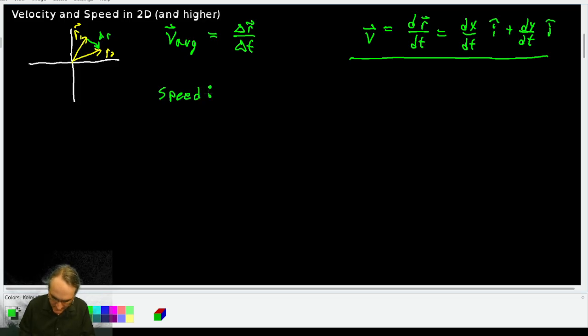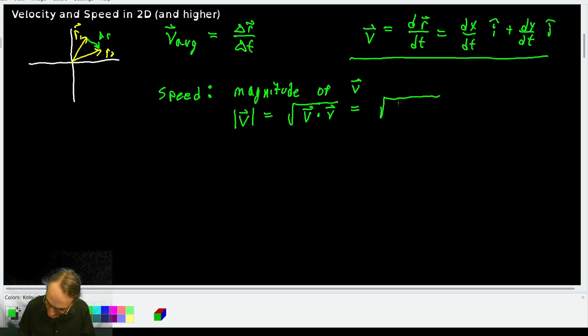Speed remains the magnitude. So speed is just the magnitude of the velocity vector. And that would look like taking the absolute value of it, but its physical meaning would be taking the dot product of the velocity vector with itself and then the square root, or vice versa. It would be dx/dt the whole thing squared, not second derivative, just squared, and dy/dt the whole thing squared, and then take the square root.